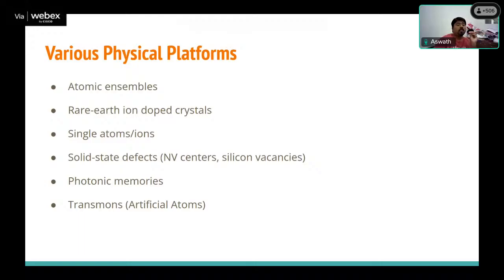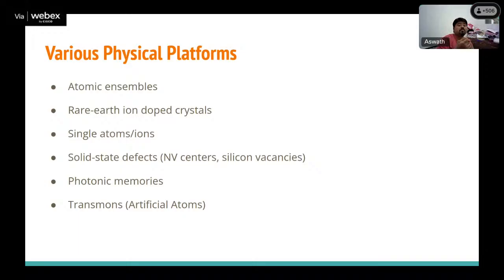Why rare earth ion doped crystals? Because these rare earth ions have a very long coherence time, so that's why people choose them, even though they're rarely available. They're like erbium, yttrium. These are there in the periodic table at the very corner. So these are very good entities to realize long coherence qubits. We will discuss in a little detail what these are.